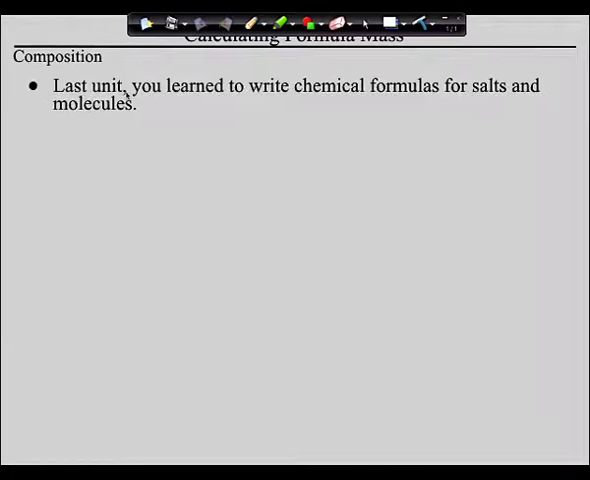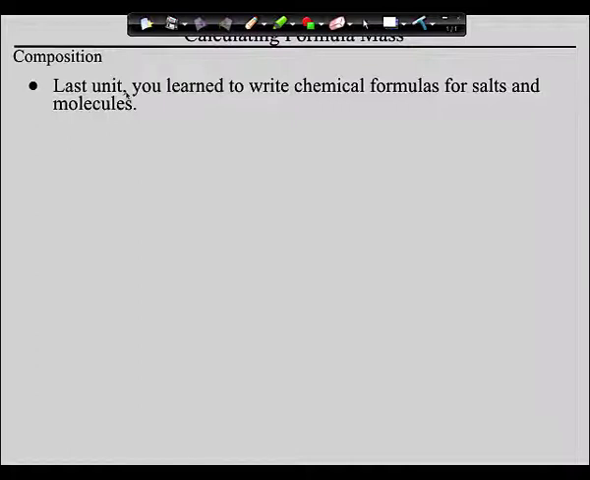Okay, so guys, what do you need to learn how to do today? And the answer is this. This is where you want to start taking notes. What you're going to learn to do right now is calculate formula mass. To do that, what you've got to do is figure out what's called chemical composition. So the deal is this.